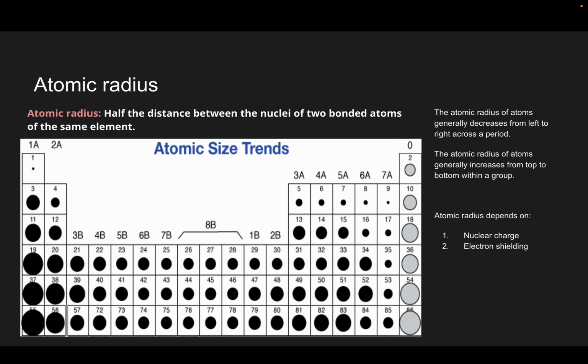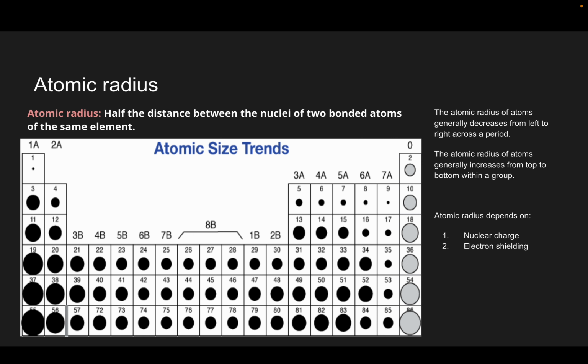However, the amount of shielding doesn't really increase, and the increasing nuclear charge affects atomic size, since nuclear charge attracts more electrons, and this makes the atom size smaller.